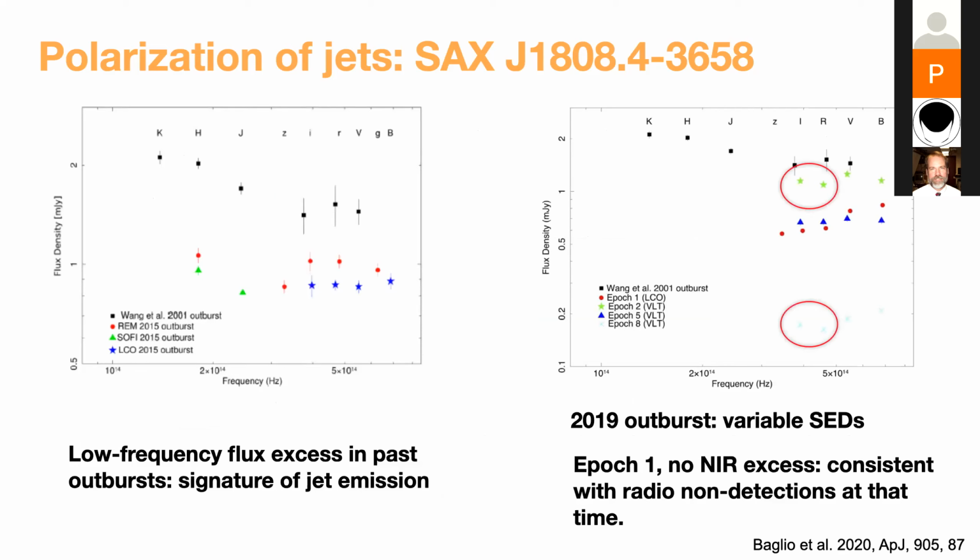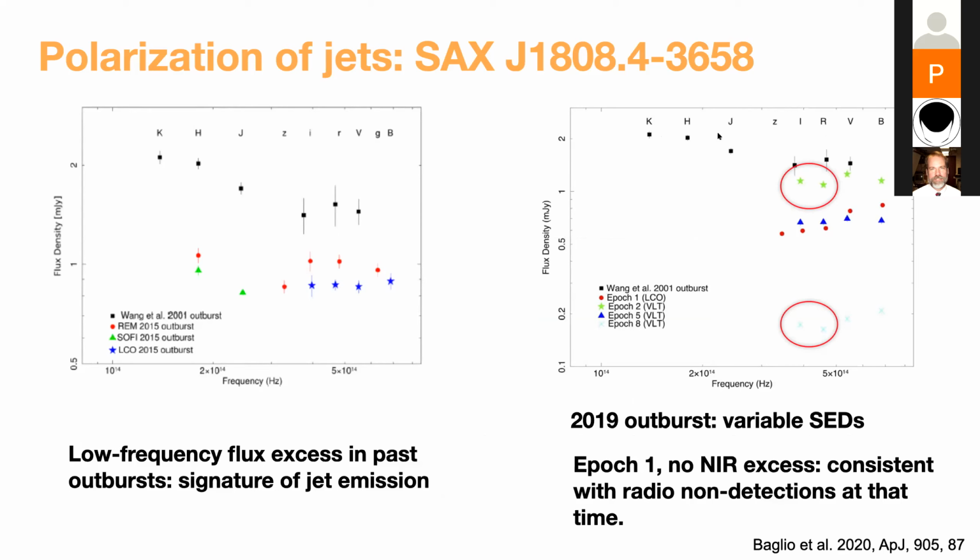A few words about the spectral energy distributions. Here on the left, I reported the SEDs that were built during former outbursts, and you can clearly see that the infrared excess is visible in all of the SEDs, which means that this source really likes to emit jets when it goes in outbursts.